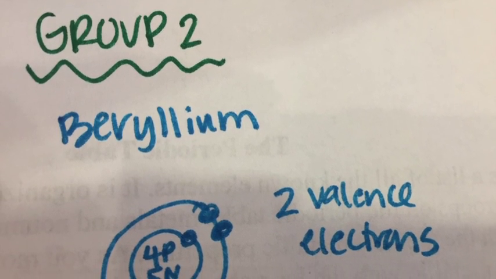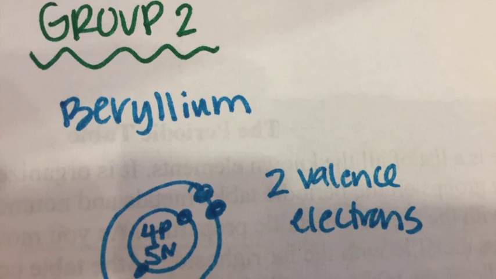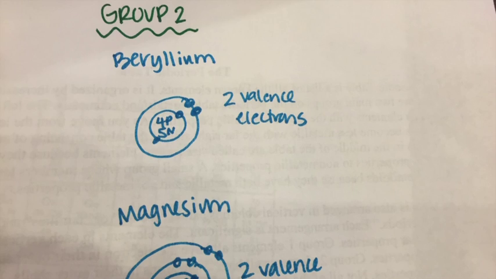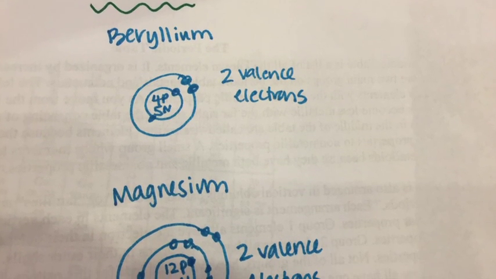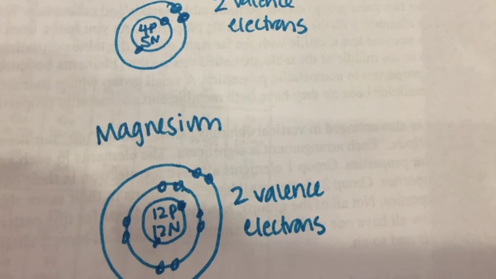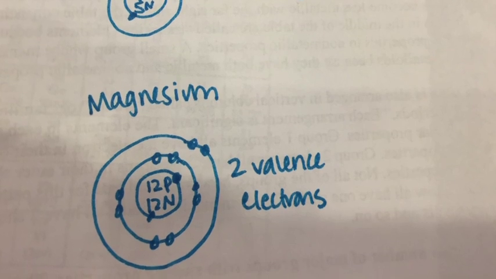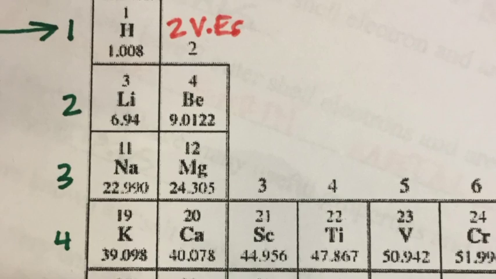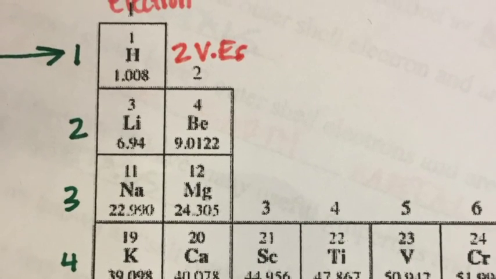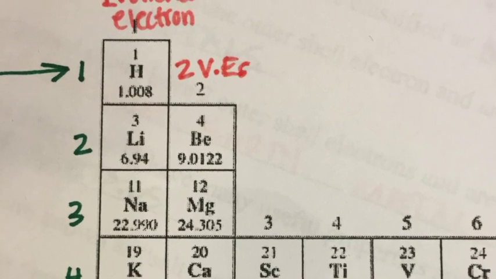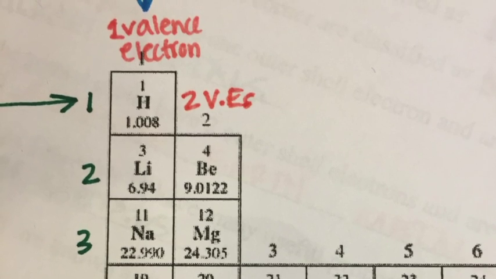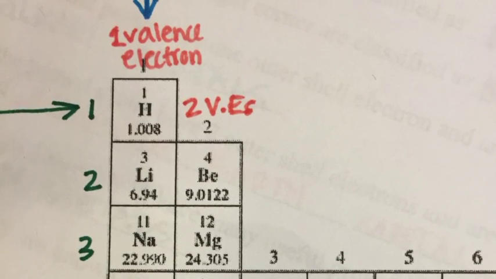Beryllium has 4 protons and 5 neutrons, so it has 4 electrons and 2 valence electrons. The next element down in our alkaline earth metals is magnesium. Magnesium has 12 protons, 12 neutrons, and 12 electrons, which gives it also 2 valence electrons. So if we were to continue down group 2 or column 2 of a periodic table, we would find that all of these elements have 2 valence electrons. So the second column, group 2, all has 2 valence electrons. Make sure you note that on your periodic table.